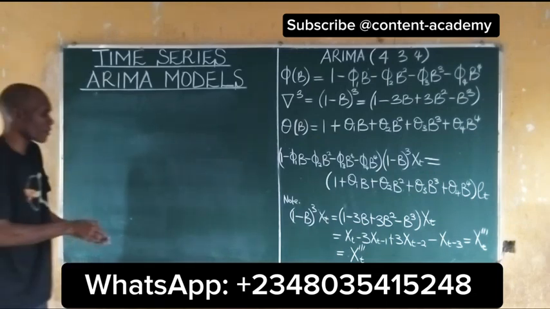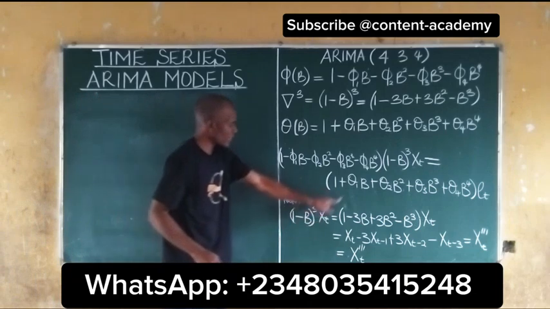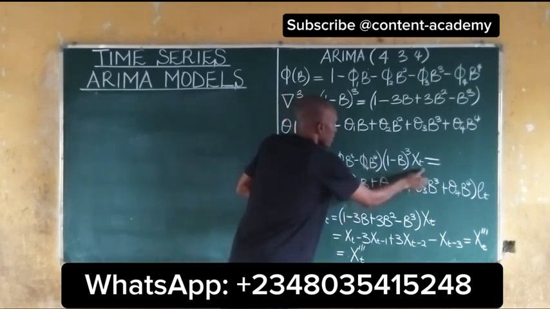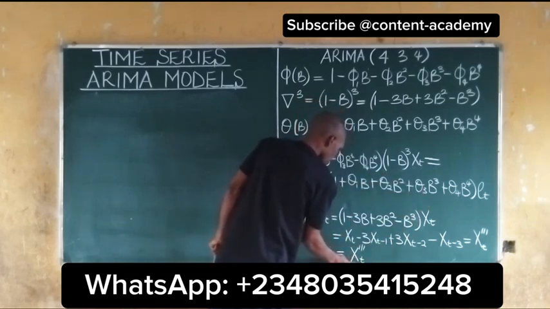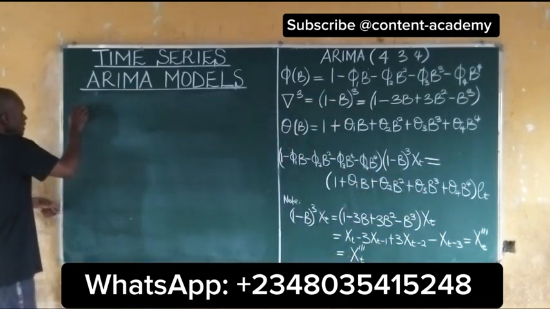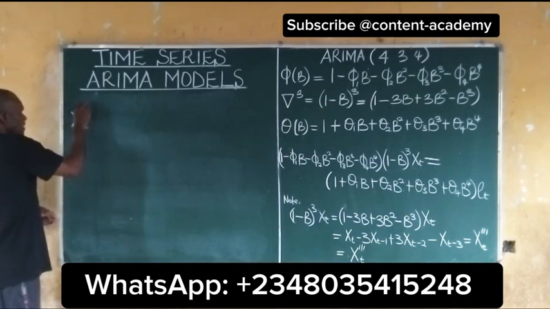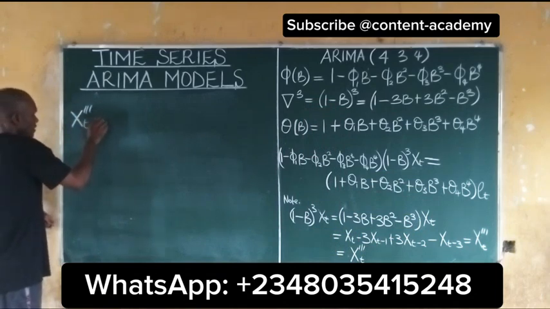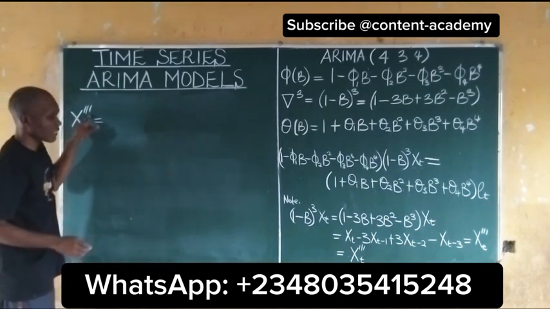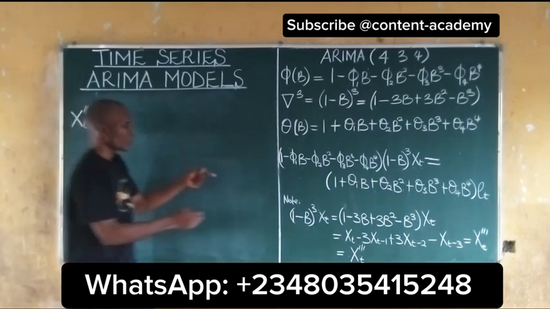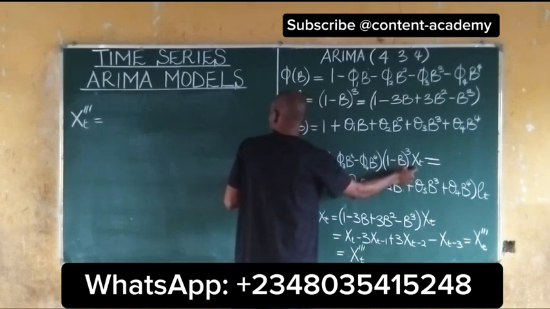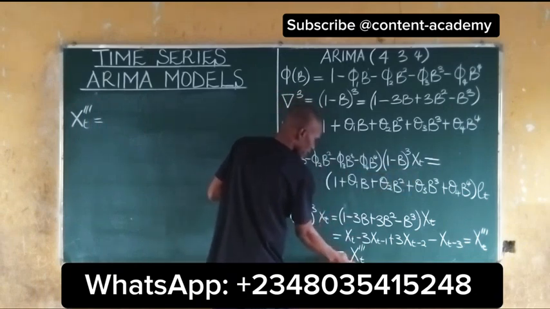So this is how the ARIMA model can be computed. So we can write from this our differencing part. We say Xt, since our differencing is 3, we say Xt will be equal to the whole of this. We are now multiplying, the whole of this is equal to Xt.